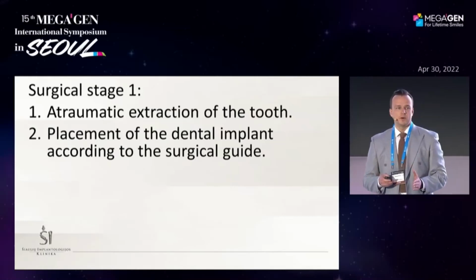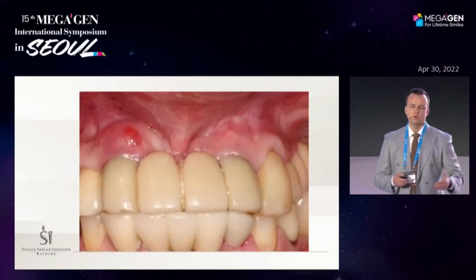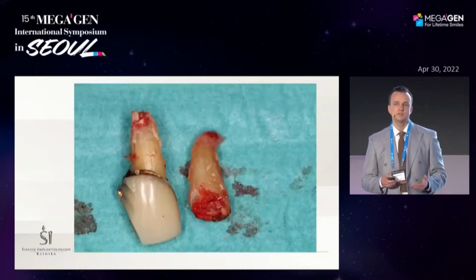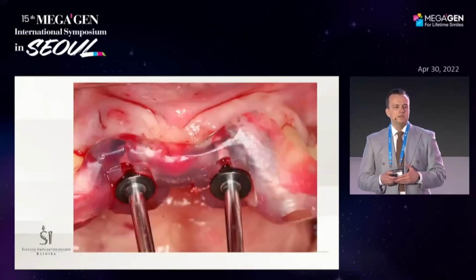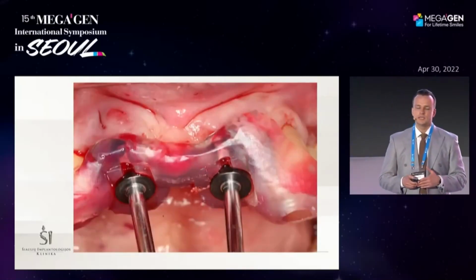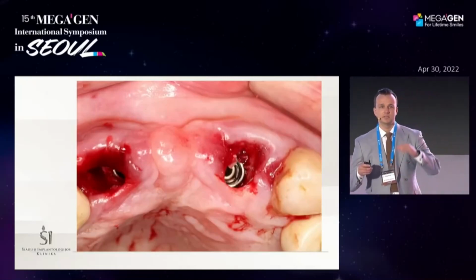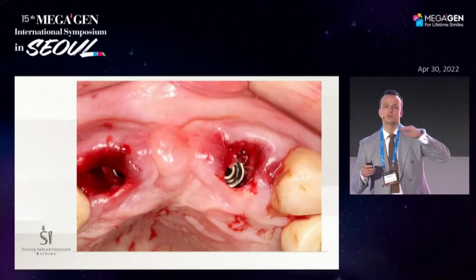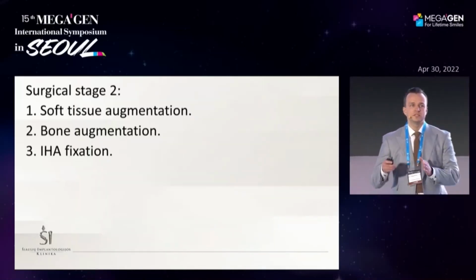Let's move to the surgical part. When we have those components, we move on to the surgery. We remove the hopeless teeth, and with the help of the surgical guide, we place the implants. As I already said, the implants are placed 3 millimeters deeper according to the edge of the palatal bone. And we move on to the second stage.